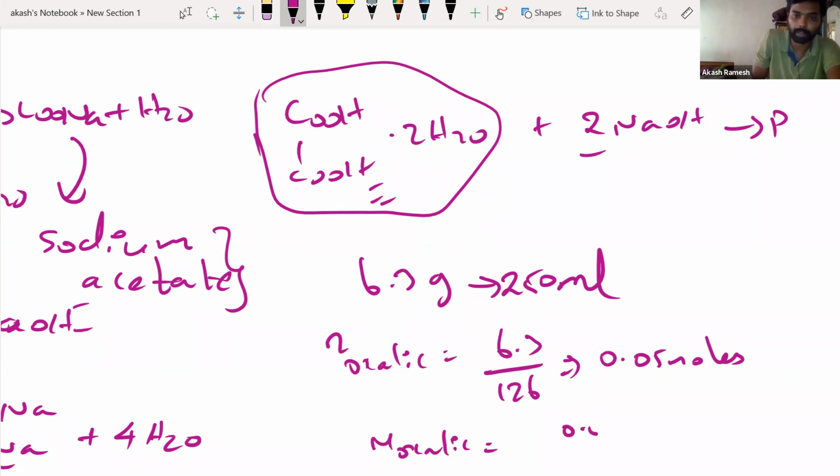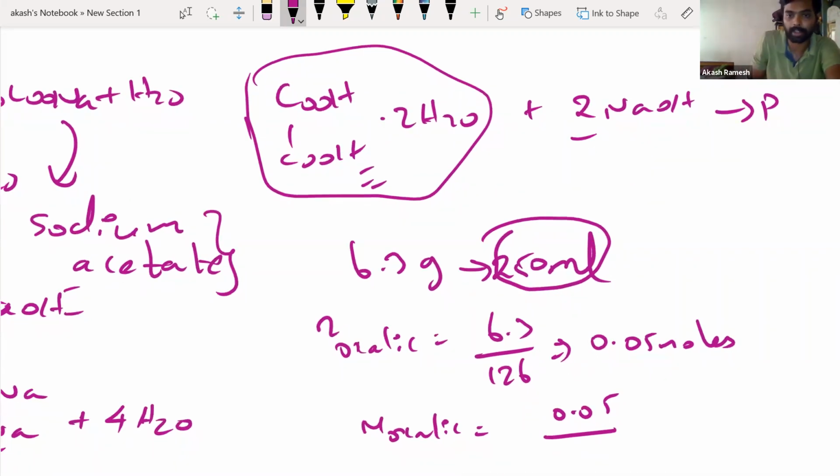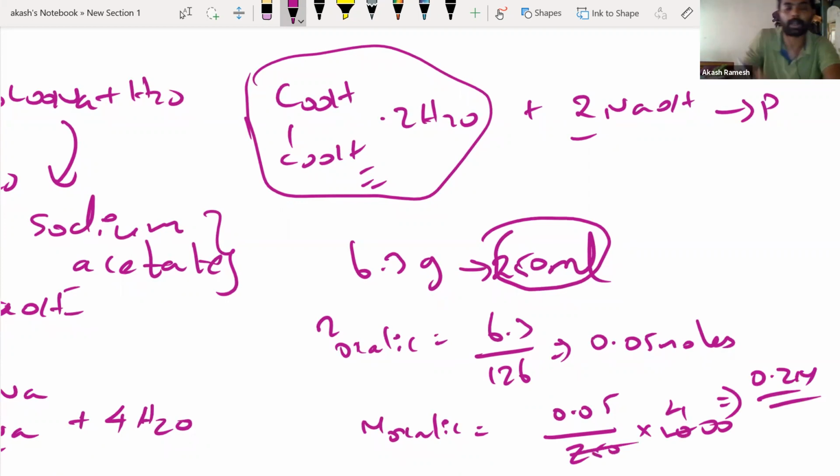So that would be 0.05, and the volume is 250 ml, guys. Now you have to do it only with this volume. From this 250 ml, we take 10 ml. Remember that. When you calculate molarity, you calculate like this only. So 0.05 divided by 250 into 1000. This will go 4 times, so it should be 0.2. So the molarity of this is basically 0.2 M.